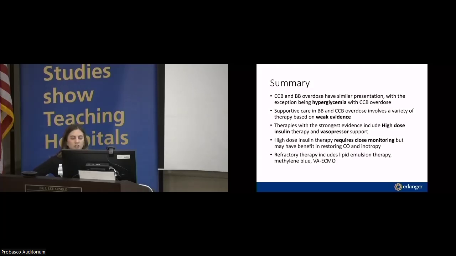And then if choosing to use high-dose insulin therapy, it requires close monitoring, but you could see a benefit in restoring cardiac output and inotropy. And then refractory therapy, if none of these options work, include IV lipid emulsion therapy, methylene blue, and VA ECMO.